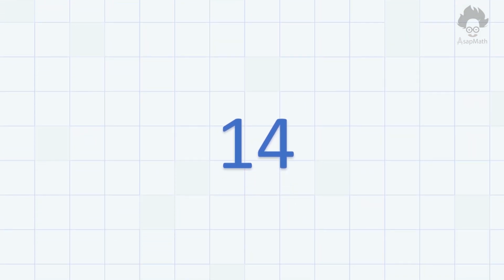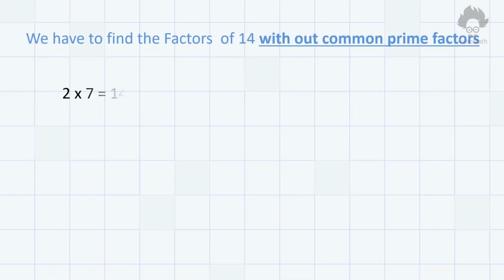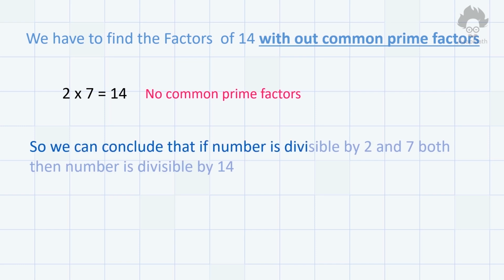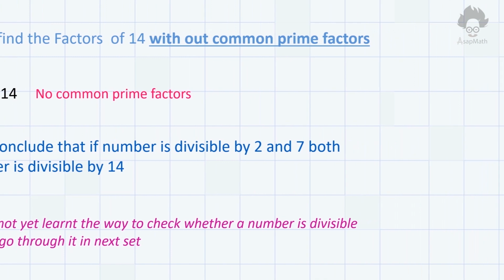Next number is number 14. Here factors to be considered are 2 and 7. So if a number is divisible by 2 and 7 both, then the number is divisible by 14. But we didn't discuss yet how to find the divisibility of 7. Let's consider that later. We'll consider few examples.